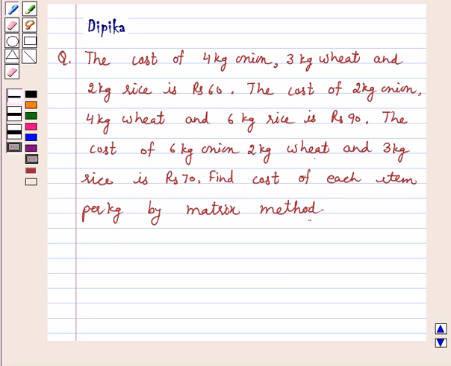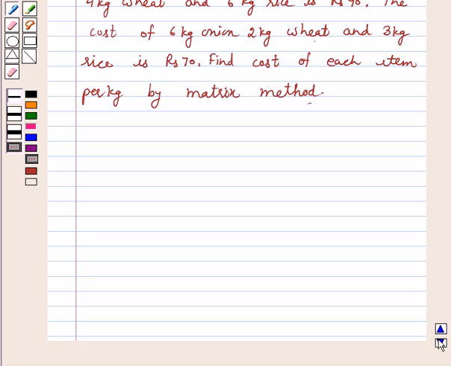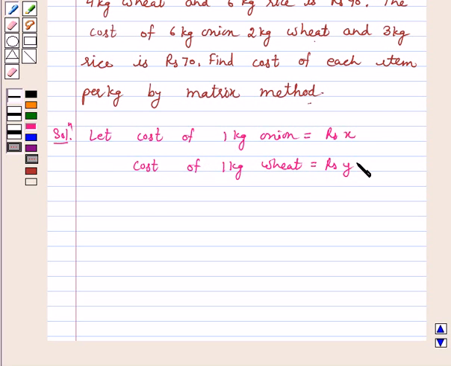Let's start the solution. Solution. Let the cost of 1 kg onion be equal to rupees x, the cost of 1 kg wheat be equal to rupees y, and let the cost of 1 kg rice be equal to rupees z.